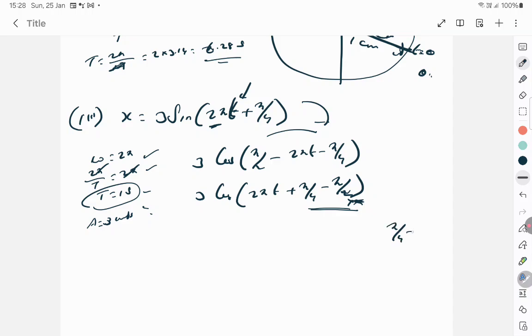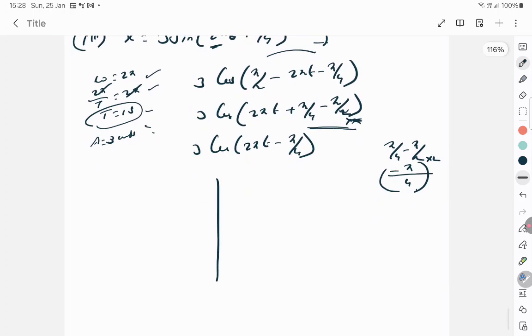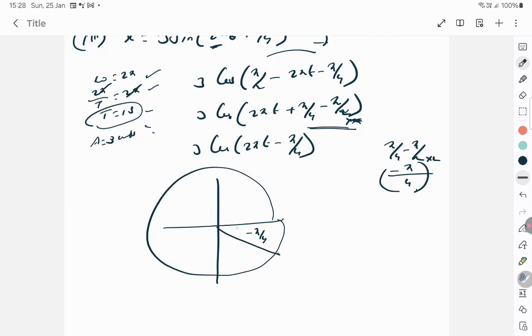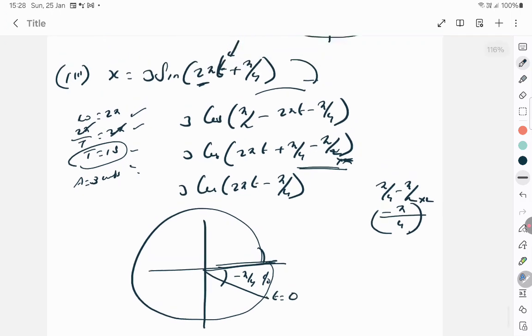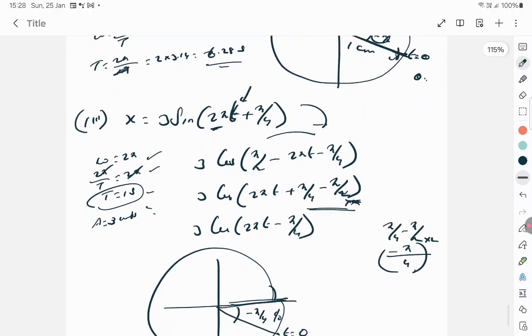So let me solve: pi by 4 minus pi by 2 is minus pi by 4, right? Yeah, you're getting a different phase. Can you see? The fact that it's minus pi by 4 shows that it has got to be here. This is what is minus pi by 4, and that's the initial phase, which means this is the time t equal to 0. So basically, you have to get it in this form.